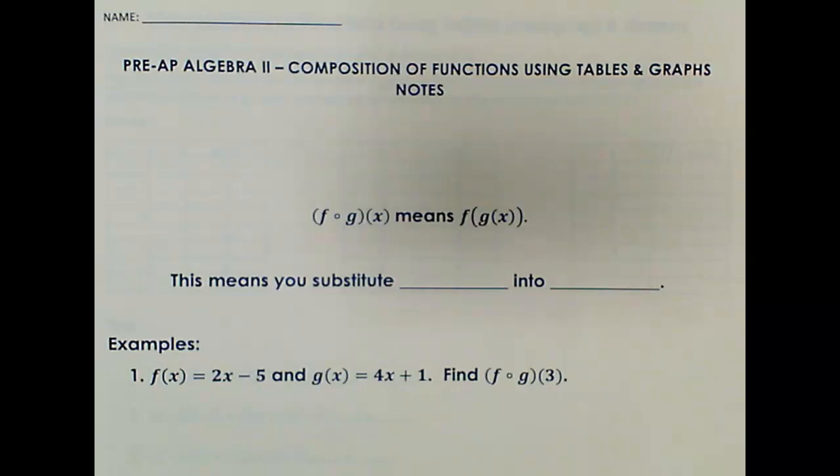Hi everyone. Today we're going to talk about composition of functions using tables and graphs. In the past we've discussed inverses, and we haven't discussed them really in depth, but we have discussed how you're supposed to switch x and y, and we've discussed how to find the inverses in a table, on a graph, and with an equation. Today we're going to give ourselves a little bit more knowledge so that we can further our knowledge of inverses. So the topic today is composition of functions.